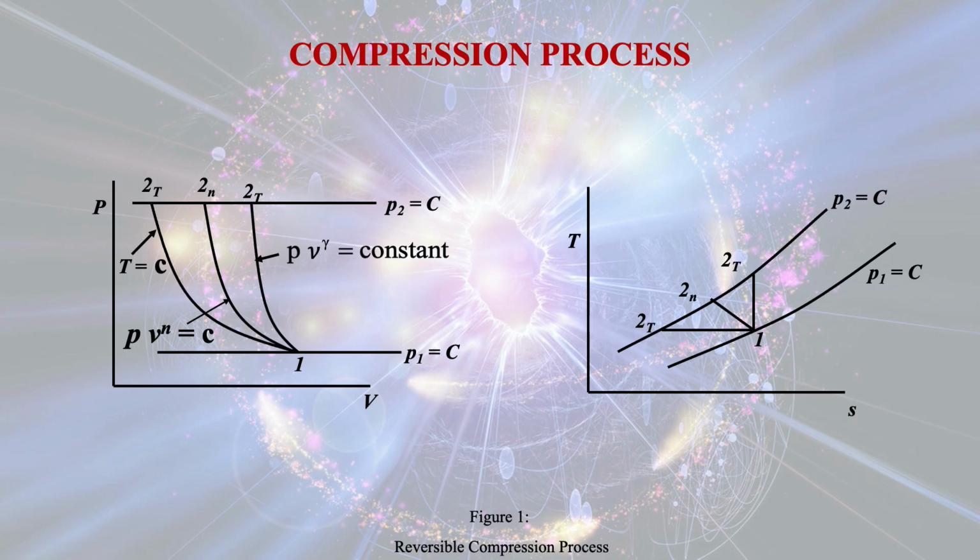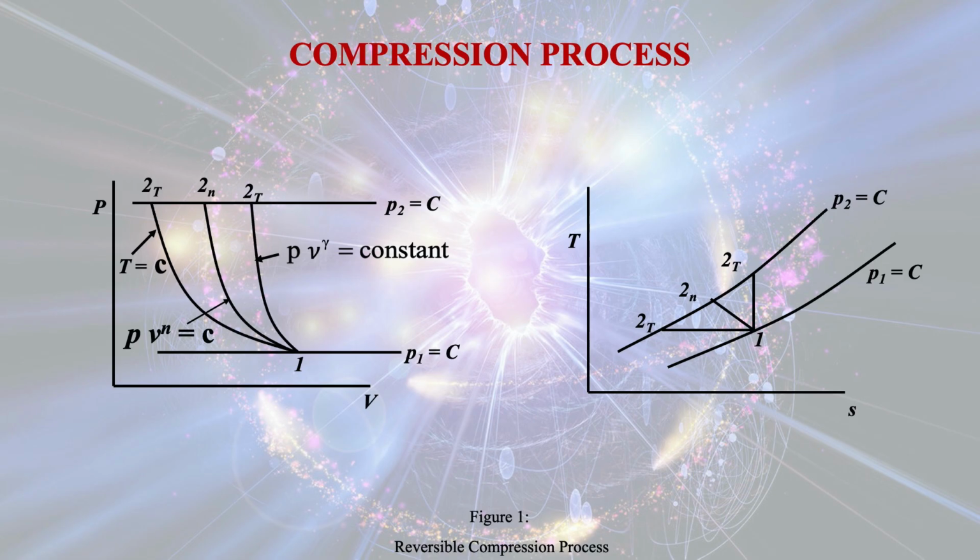Next, higher work done is required for the curve represented by the polytropic expression, that is PV to the power n is equal to constant, and the maximum work among these three processes is for the adiabatic process, for which the curve is represented by the equation PV to the power gamma is constant.